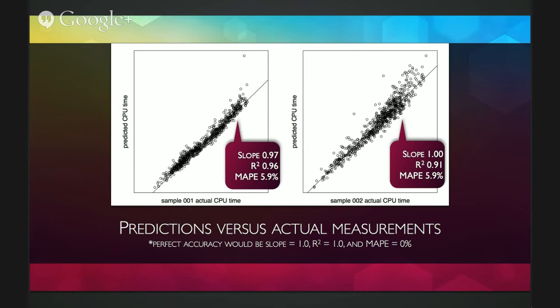And then in another sample, we get what looks like similarly good results according to the mean absolute percent error, 5.9%. But you can see that the R-squared value is a little bit lower, and the slope looks like 1, so that looks really good. But when you visually inspect this, you can see the same thing, that the values are not clustered quite as tightly around that line. So that's why both visualization and these descriptive statistics are really important.